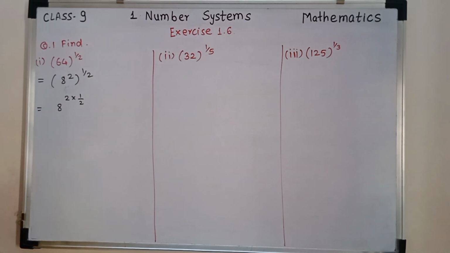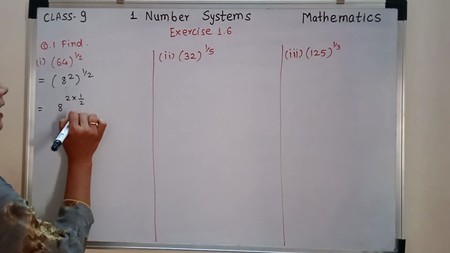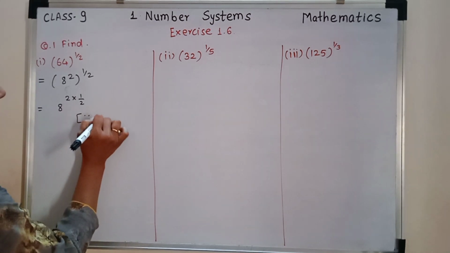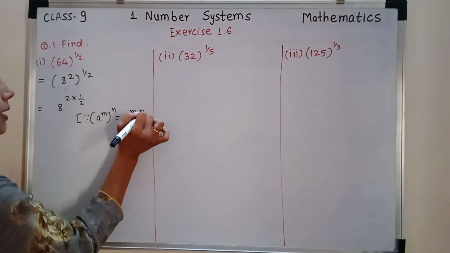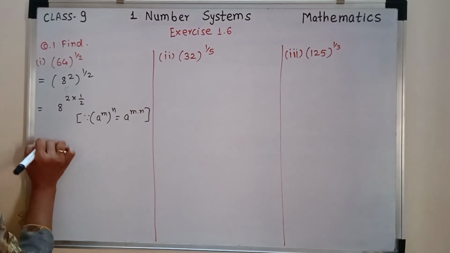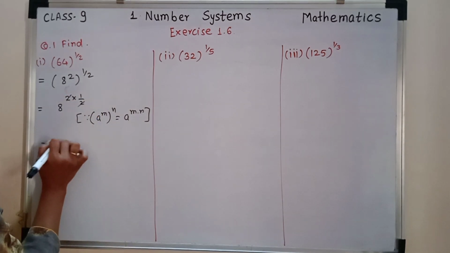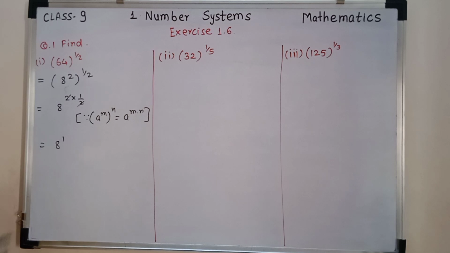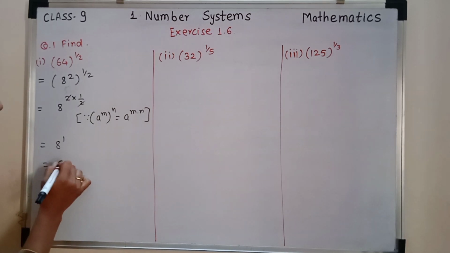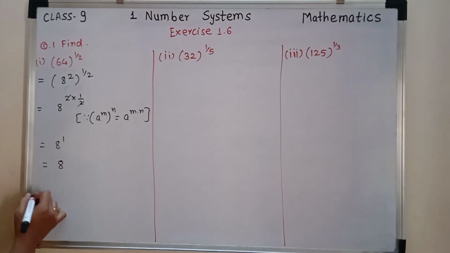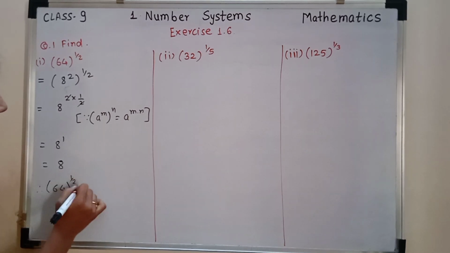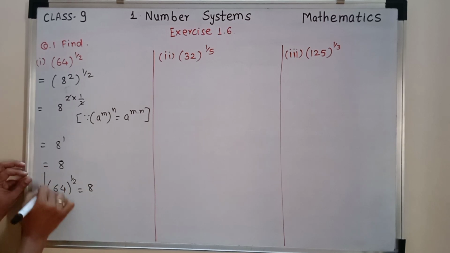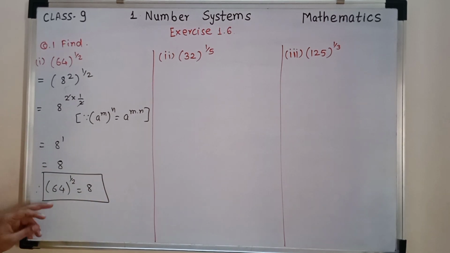Whenever you are using any law of the exponent, you should write it as in the reference. That is, a raised to m raised to n is equal to a raised to m into n. So this will be what? 2 gets cancelled. What is remaining with me? 8 raised to 1. And of course any number raised to 1 power is what? 8. So whenever you get the final answer, always highlight your answer. And therefore 64 raised to half power equals 8.